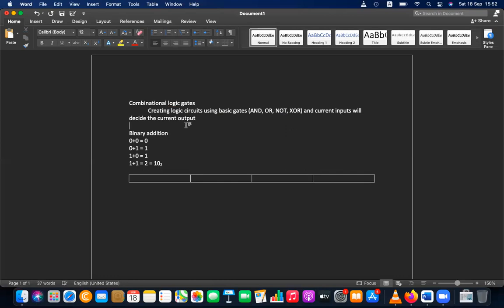Okay, that is the main heading. Combinational logic gates: creating logic circuits using basic gates, and the current inputs will decide the current output. And within brackets you can say no memory. So that's simple. You don't memorize the previous inputs, because there's a category we have not yet learned. There's a category of logic gates which will memorize the previous inputs.